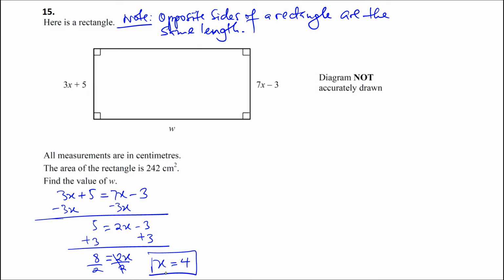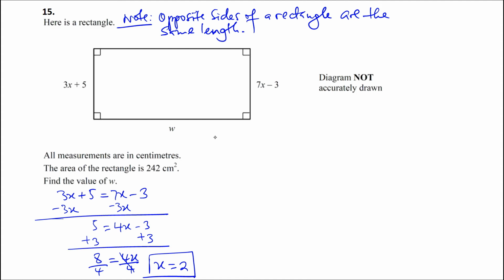So x will be equal to, oops, I missed somewhere. Here, the 7x minus 3x is 4x. So we'll have 8 is equal to 4x, divided by 4. So x will be equal to 2. Okay, so x is equal to 2.